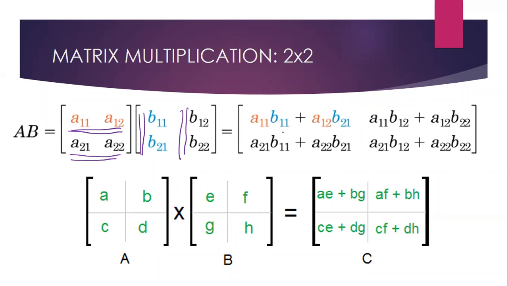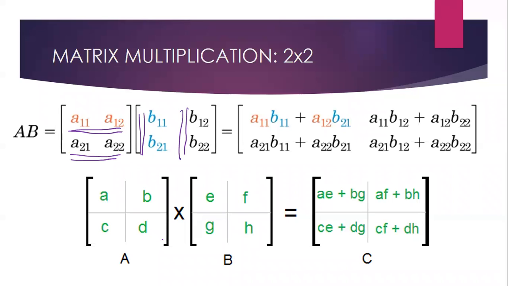Each one in this column, notice, is being multiplied by B11, by B21, by B12, by B22. So you should see patterns when you're doing it.